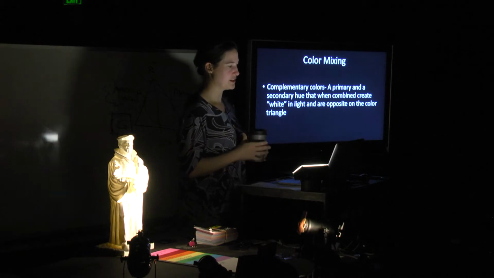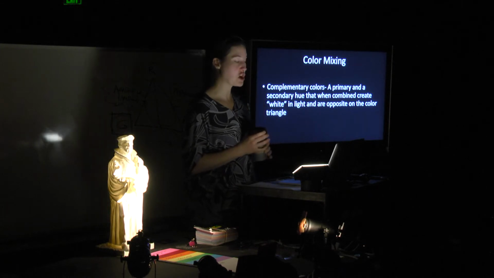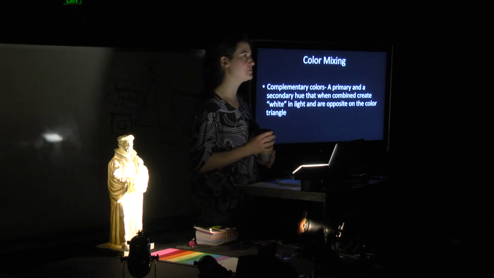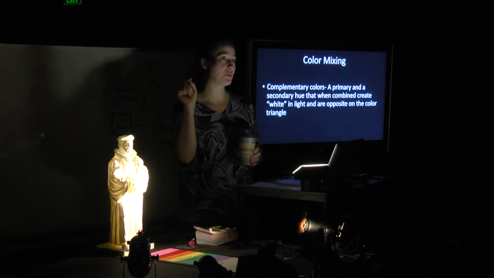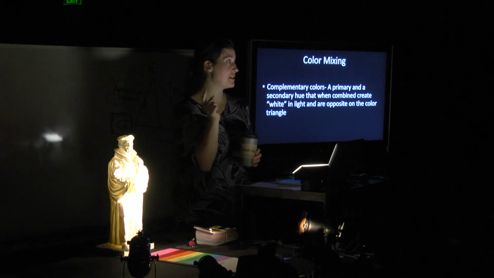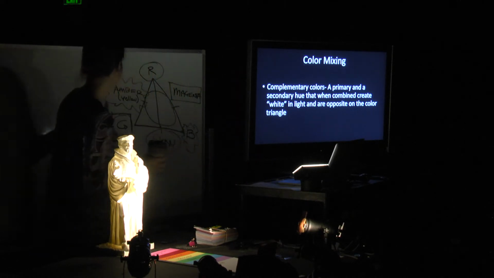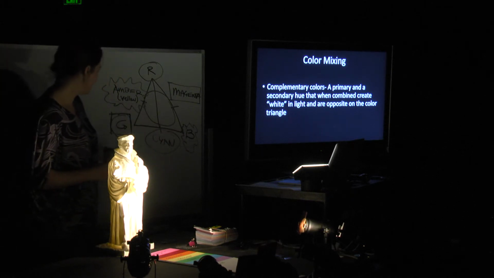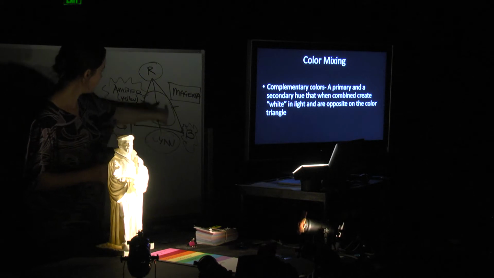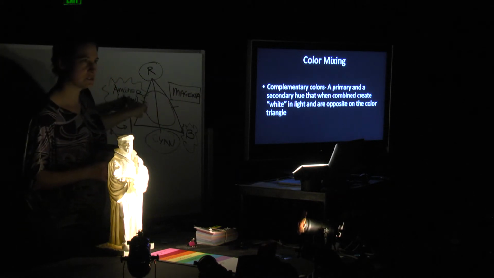Complementary colors, a primary and a secondary hue that when combined create white in light and are opposite on the color triangle. So next class to review, I'm going to set this up for all of them. We're going to look at the mixing of a primary and a secondary, complementarily, right? So we'll look at blue with amber mixing to white. We'll look at red with cyan mixing to white. And we'll look at green to magenta mixing to white.